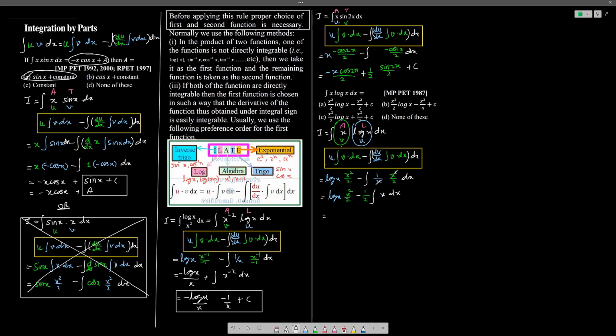So the first term will be as it is. It has retired everywhere. Nothing to touch in the first term. Integration of x will be x square by 2 plus c. This is your final answer, which is given in option B.